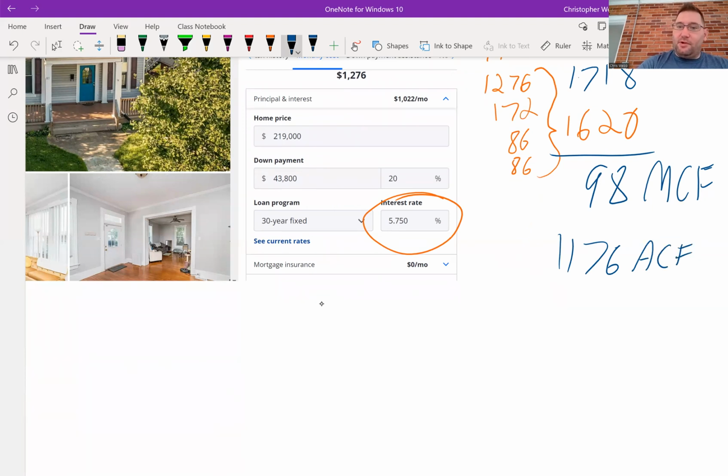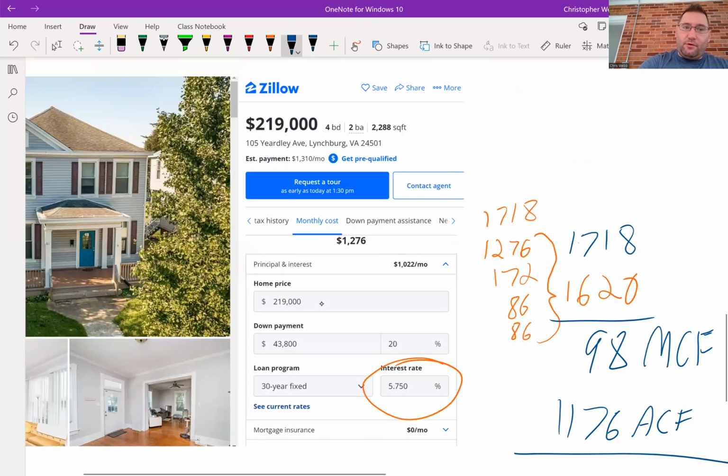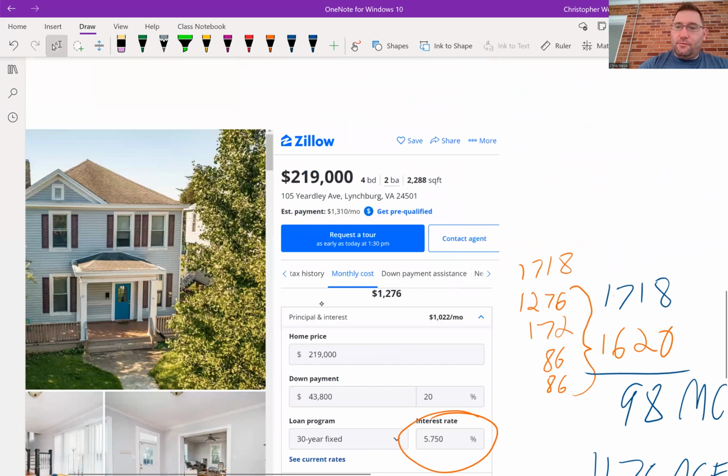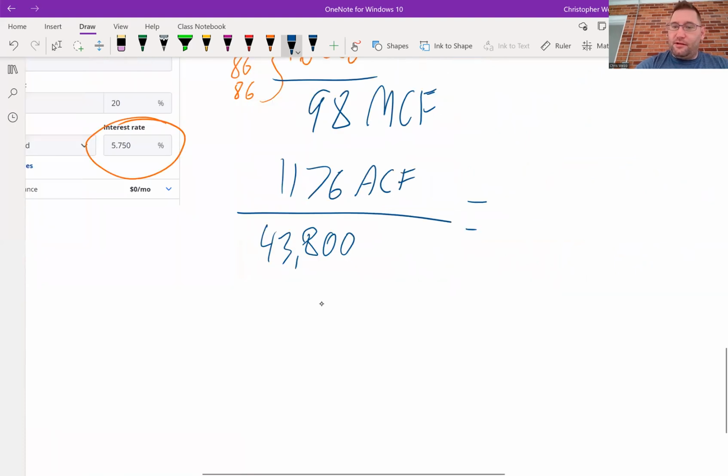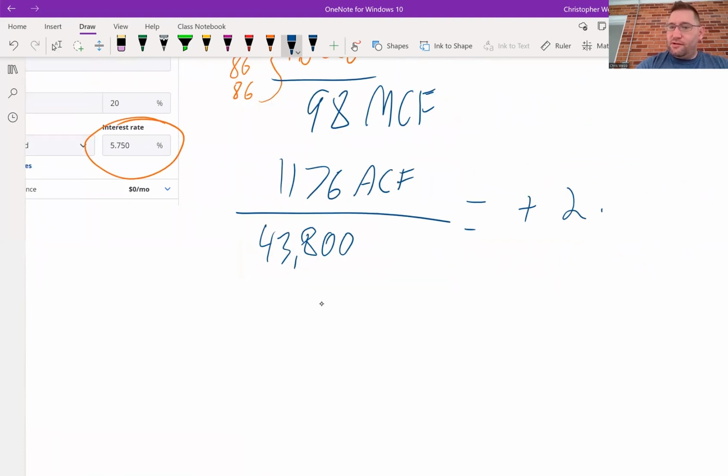Now we have the top number. We just need to remember the bottom number, which is 43,800. And if we divide that out, what we get is a positive 2.6% cash on cash return.